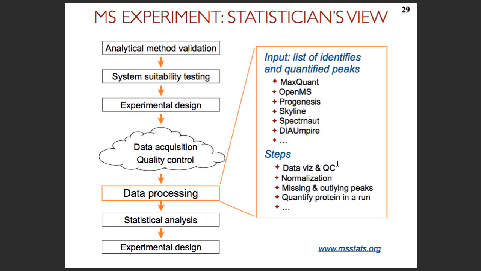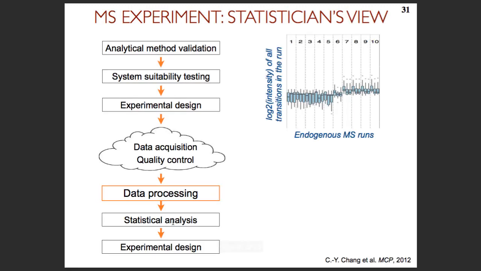And so what we'll do, we'll do some data visualization, QC, and then normalization will be one of the most challenging steps. And after that, we will be working with missing and outlying peaks, quantifying protein abundance. And after that, we go to the statistical analysis. So this is the plan. And so let's talk about that.